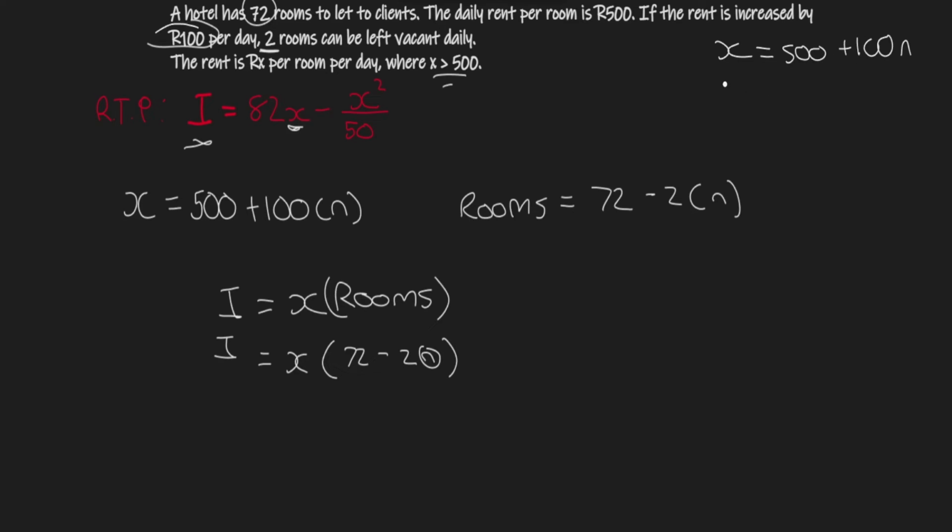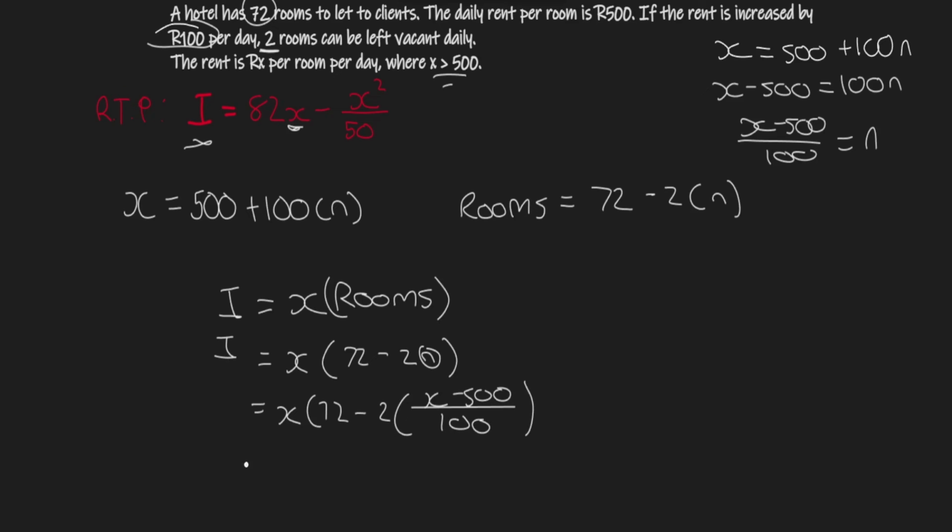Subtract 500 on both sides. And then we'll divide by 100. So x minus 500 over 100 is equal to n. And we can substitute that in. Now that we've substituted it in, I'm going to distribute the 2 in front of it.